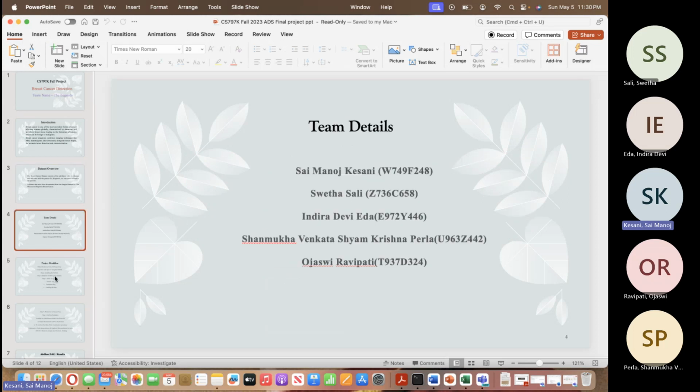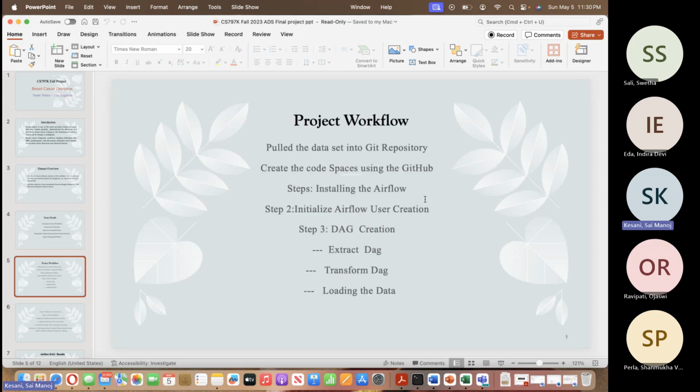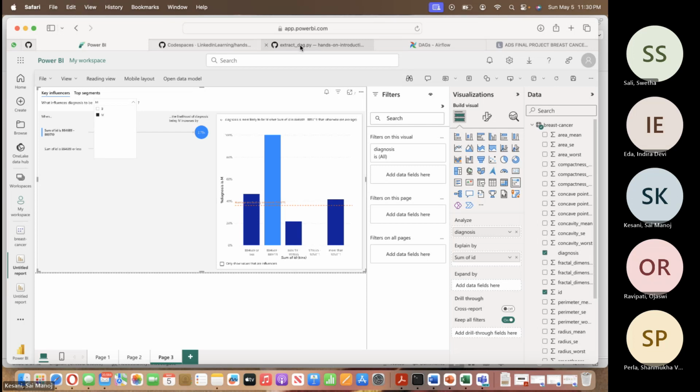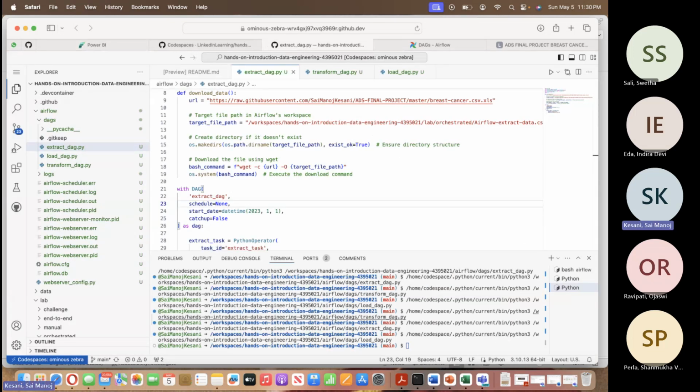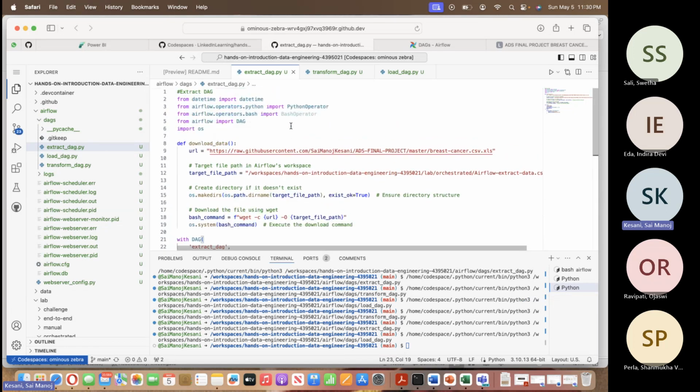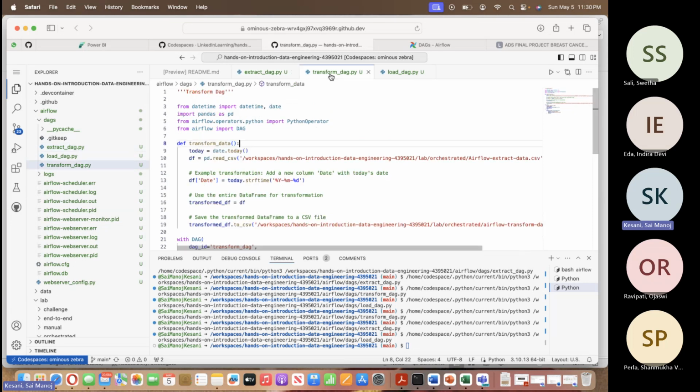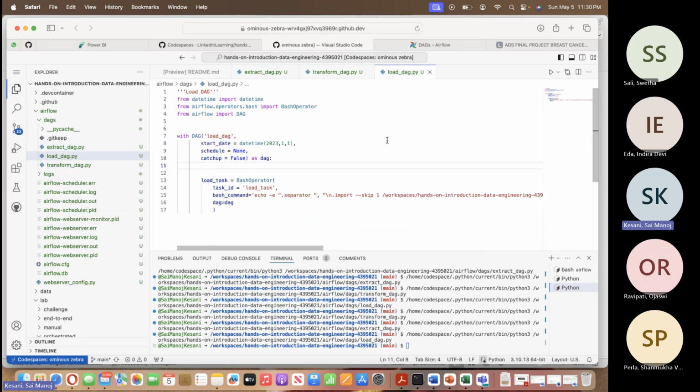Coming to the project workflow, at first we deployed the dataset into the Git repository, and then we created some Codespaces in Git. We installed Airflow, created the credentials, and created the ETL DAGs for the Airflow data pipeline. So this is our extract DAG, this is our transform DAG, and this is our load DAG.